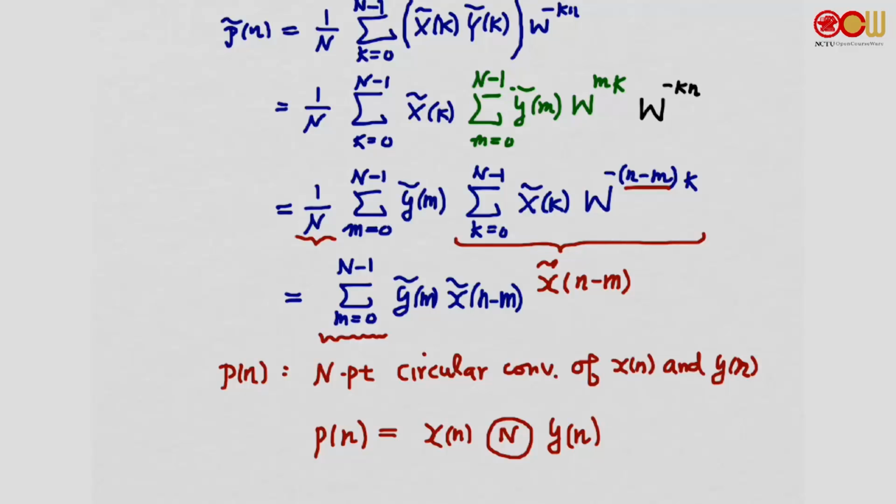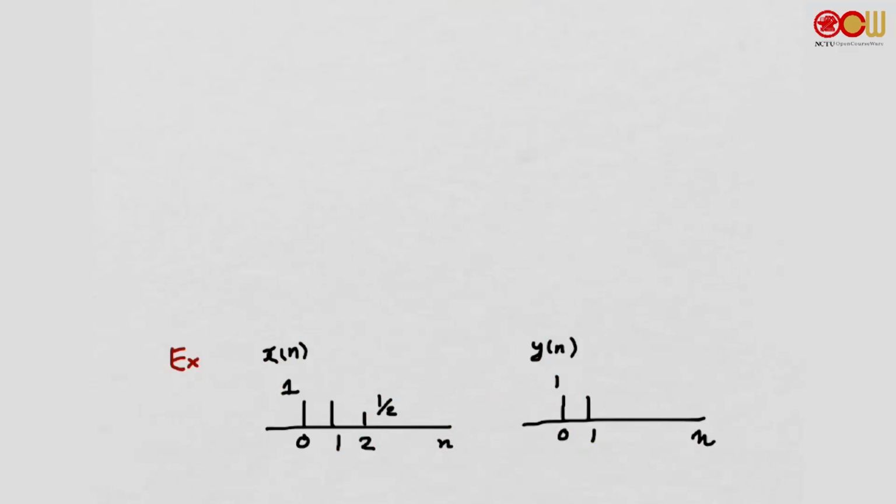For example, suppose x[n] is a sequence of 3 samples, 1, 1 and a half, 1, 1 and a half, at 0, 1, 2, and y[n] is a sequence of 2 samples, both of value 1.